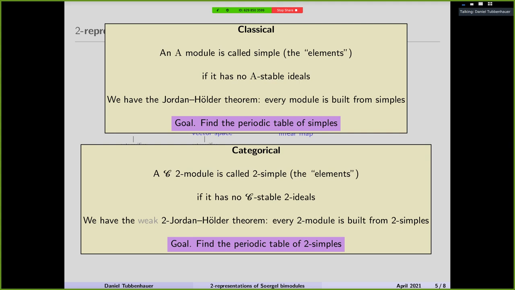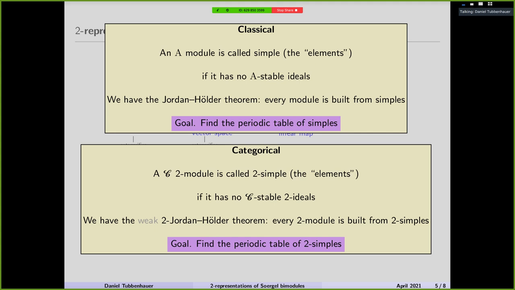So there's a notion of a 2-simple, which is exactly the categorification of a notion of a simple module of an algebra: it has no A-stable ideals, so you have no C-stable ideals. Remember that my C acts by endofunctors on the category. And the analogy is really on the classical level. We have the Jordan-Hölder theorem, which basically says everything is built out of simple modules, so they're really the elements of my theory. On the categorical level, you have what is called a weak Jordan-Hölder theorem, which is basically saying the same. There is a slight catch, there comes a weak.